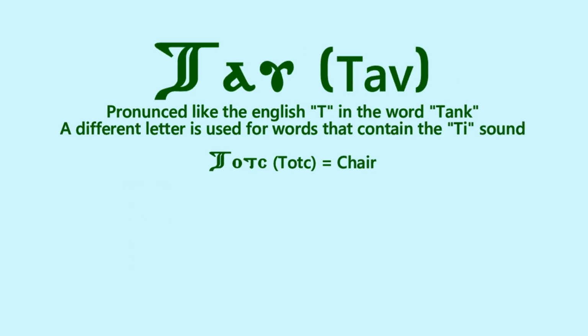Now we have Tav, which is like an English T, but only in the words tank, talk, not like English words where you have T, because in Coptic we have a separate letter for that, and you'll see it in a minute. So just remember it's going to be pronounced with a T sound. A Coptic word for that is tot, which means chair.